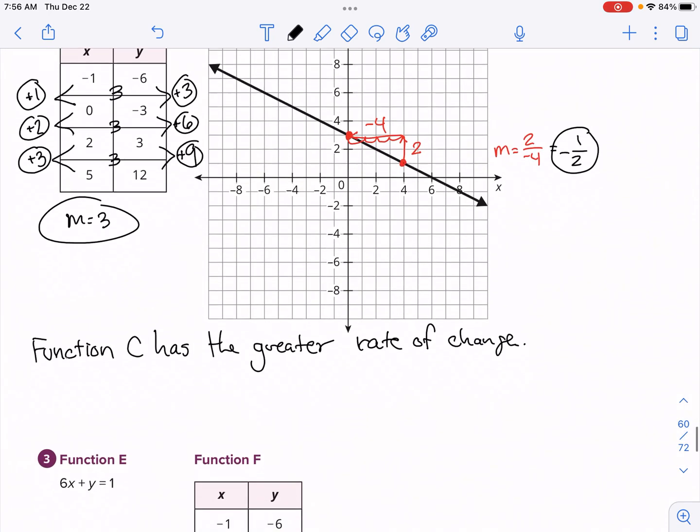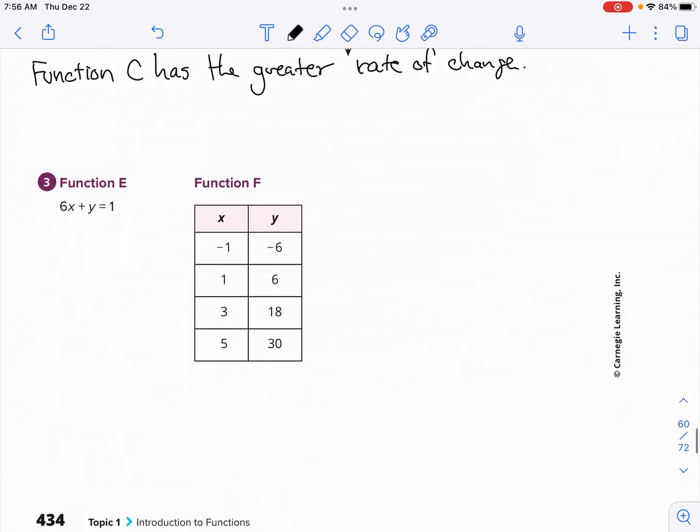All right, and now moving on to number 3. Let's go to the table that we just left off on. This is a linear function. Let's start with our x's from -1 to 1. That's 2 units away. This is also a 2. This is also a 2. And then from -6 to +6, you're going to have to add 12. 6 plus 12 is 18, and 18 plus 12 is 30.